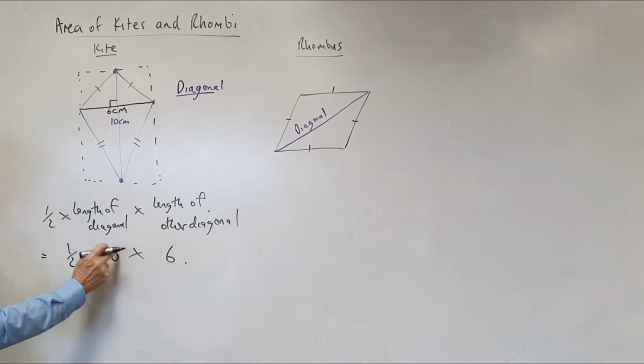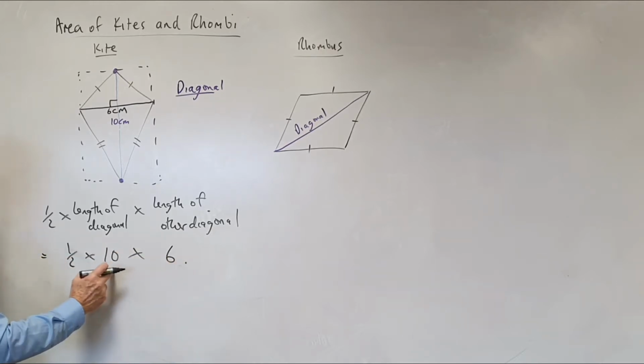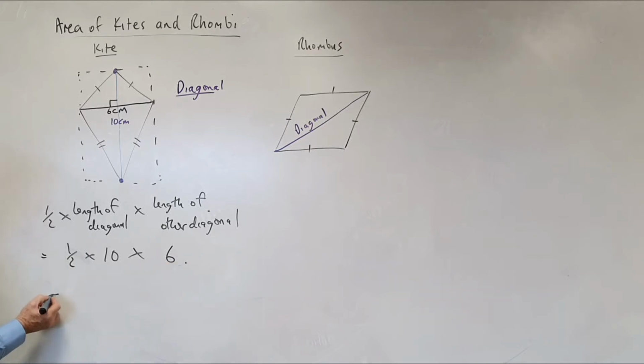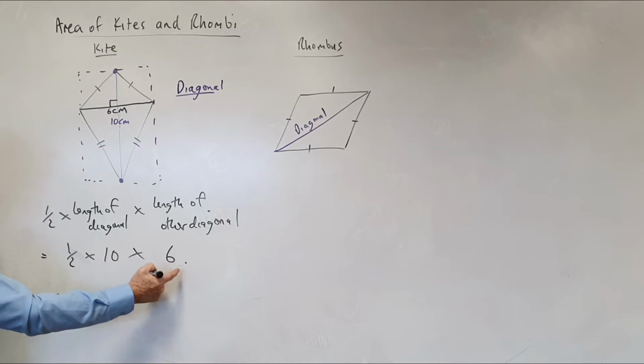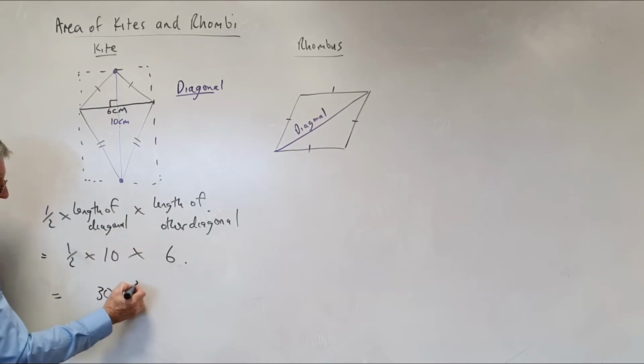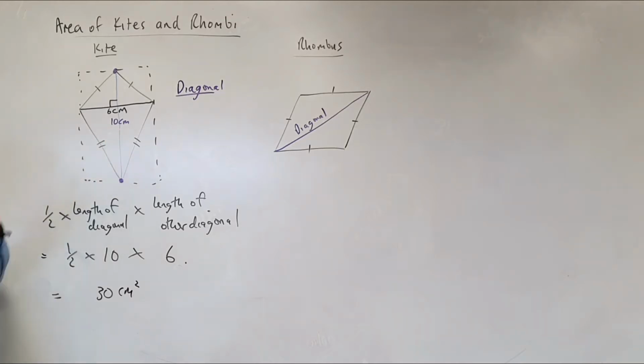Now, you can half the 10, you can half the 6, you can't. If you want to, you can go 10 times 6 first, and then you can halve it. So I am going to go half of 10 is 5, and 5 times 6 is 30. Picking nice numbers, we didn't have to use a calculator. So that's centimetres squared, because we're using centimetres.